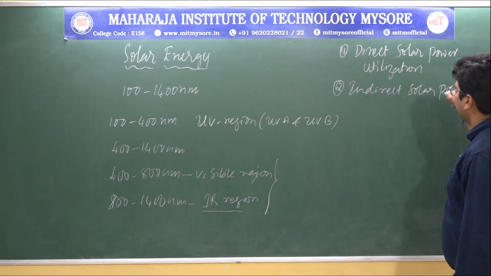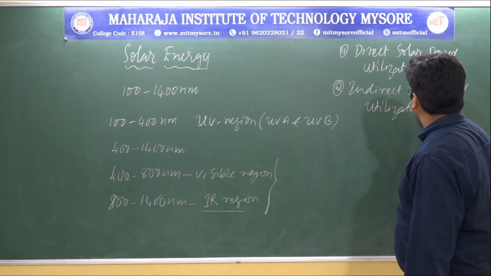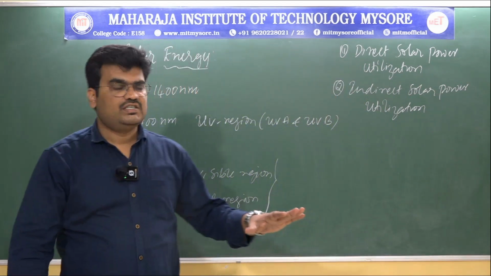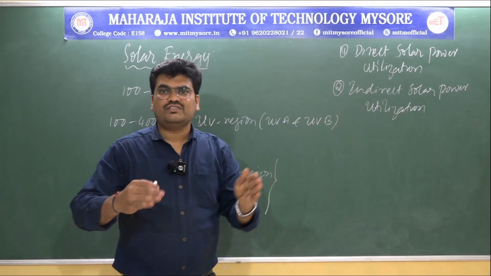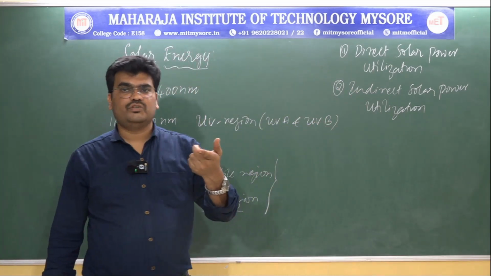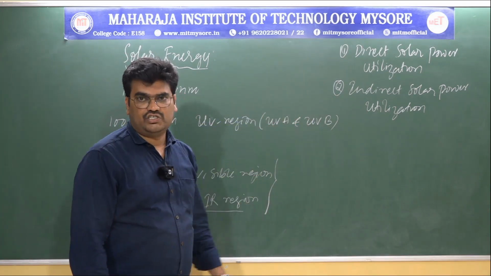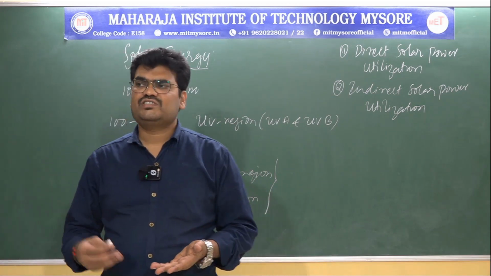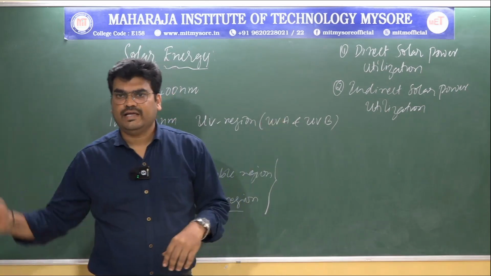If you come to direct solar power utilization, it involves only one step transformation into usable form. Then it is called direct solar power utilization. An example is solar cells. That means sunlight hits the panel of the solar cell and immediately converts it to electrical energy.